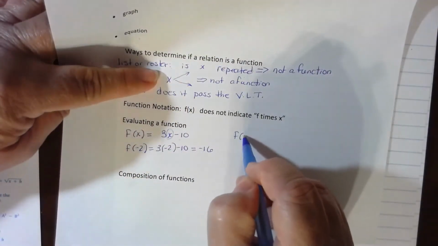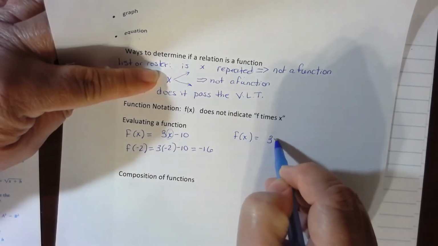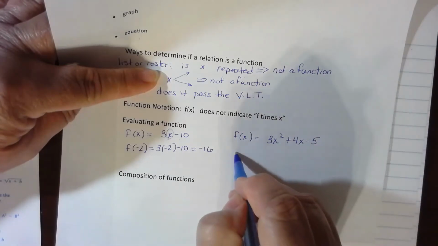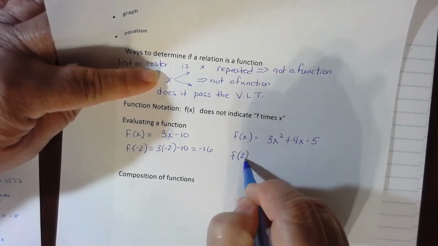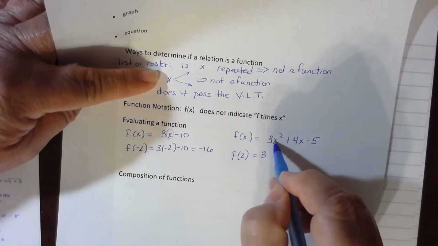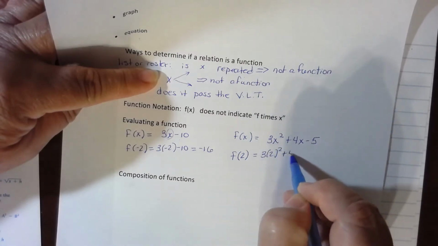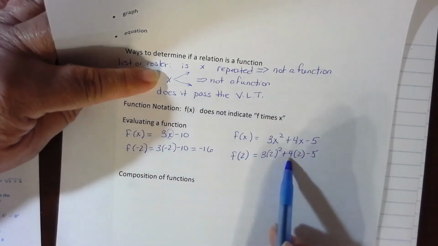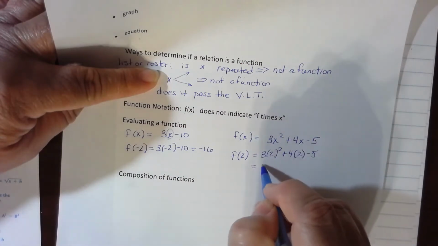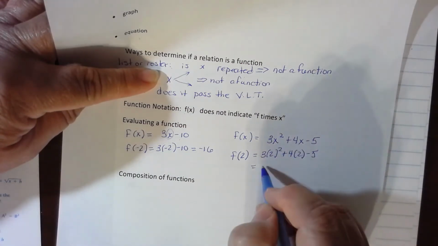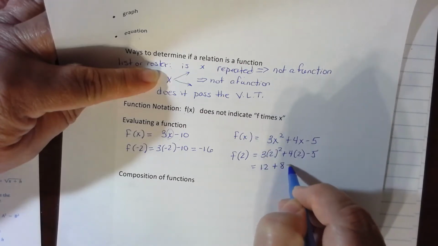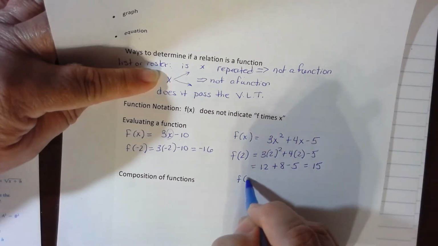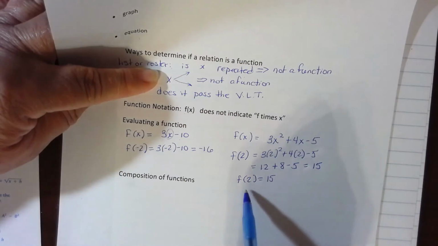If you have a function that has more than one x, then when you find f of, say, 2, you substitute 2 in for all the x's. So evaluating a function is really just a substitution process into the rule that you're given. So 4 times 3 is 12, plus 8 minus 5, that's 20 minus 5, so that would be 15. So we would say f of 2 equals 15.